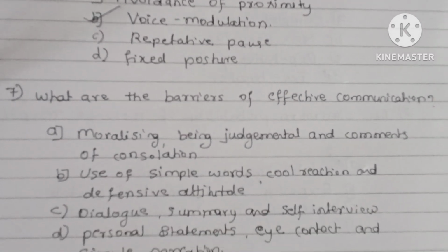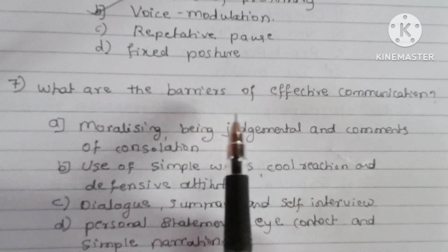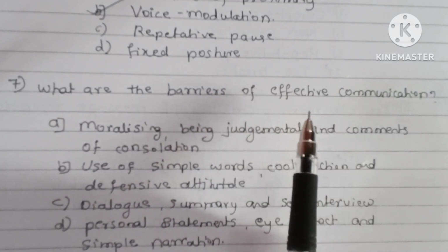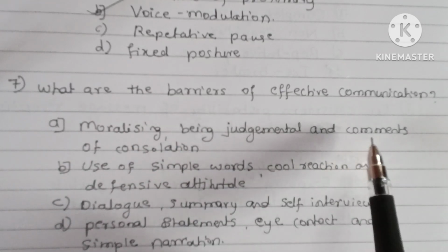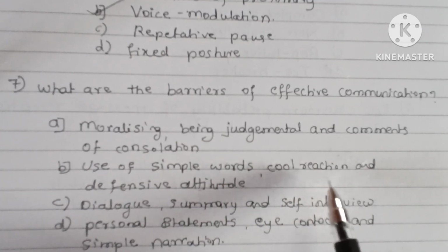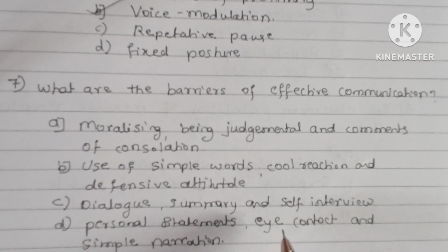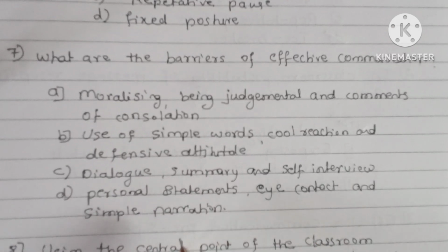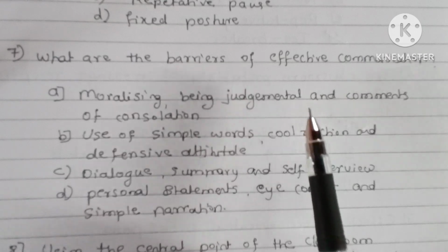Next, come to seventh question. What are the barriers of effective communication? Moralizing, being judgmental, and comments of consolation; use of simple words; cool reaction and defensive attitude; or dialogue, summary and self-interview; or personal statements, eye contact, and simple narrations. The barriers of effective communication.